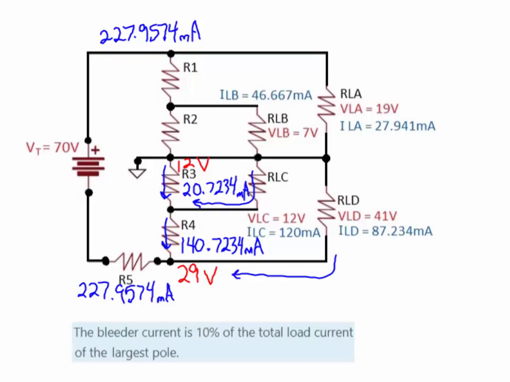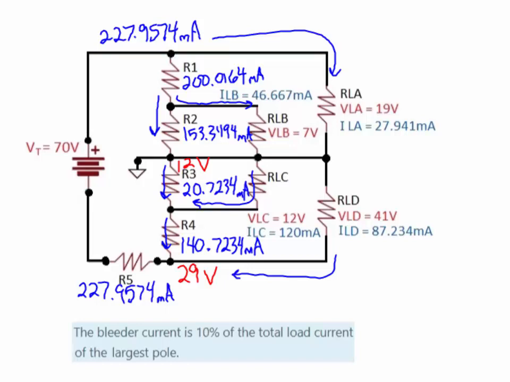Since we know that's the total current coming into the node where resistor 1 branches off and load A, we know that of that 227.9574 milliamps, 27.941 milliamps flows through load A, leaving 200.0164 milliamps flowing through resistor 1. Then we also can use Kirchhoff's current law to know how much current flows through resistor 2, because of that current that was flowing through resistor 1, 46.667 milliamps flows through load B, leaving 153.3494 milliamps flowing through resistor 2.